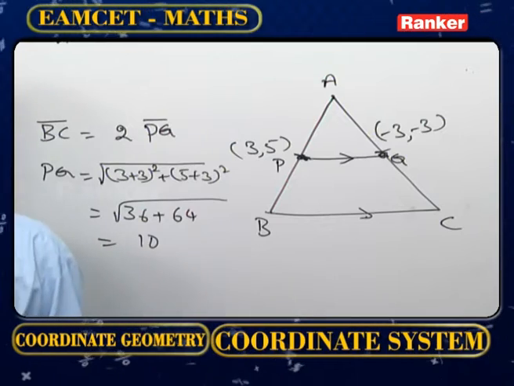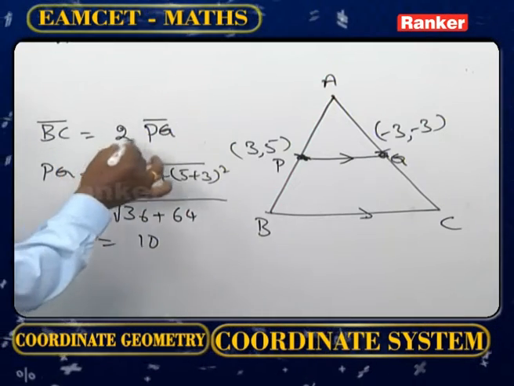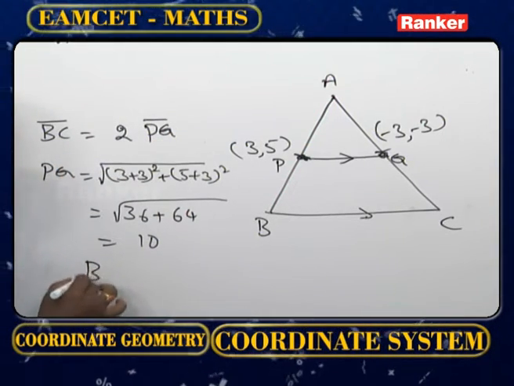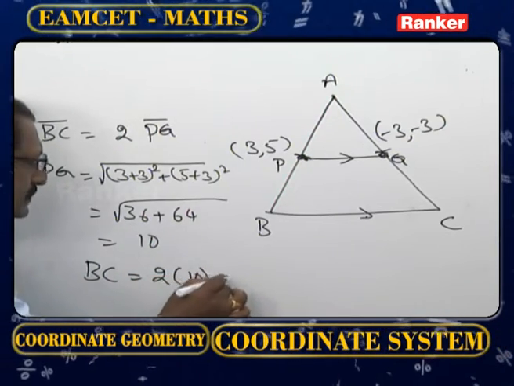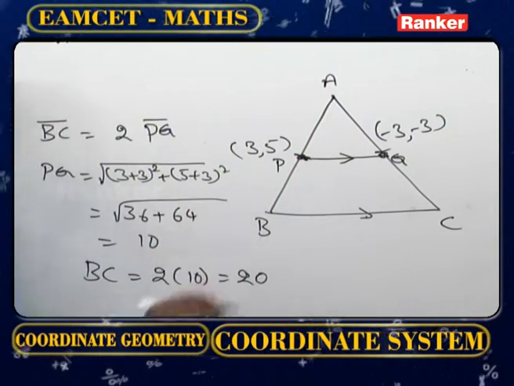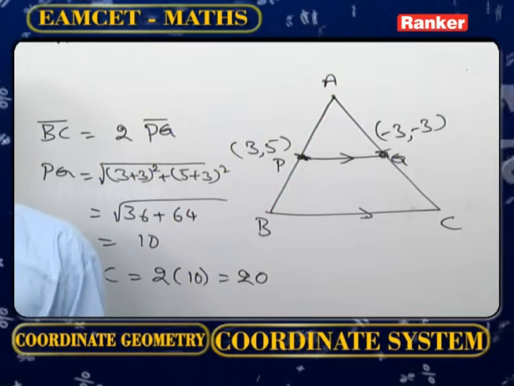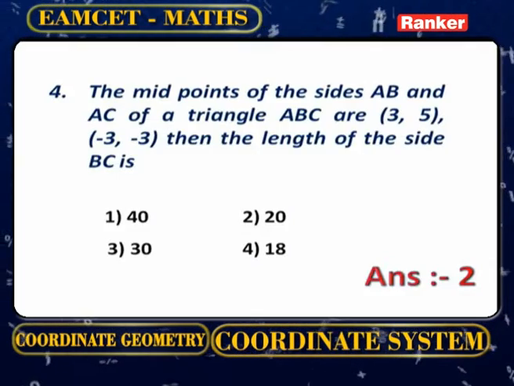Then the length of the side BC equals 2 times PQ, or 2 into 10 equals 20. Therefore the answer is the second option. Next problem.